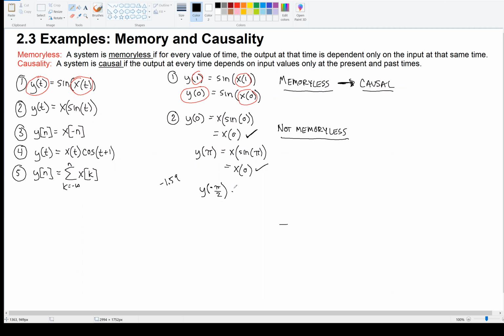And so this would be the x of sine of negative pi over 2. So this is saying y of negative 1.59, something like that, is equal to x of, so what's the sine of negative pi over 2? The sine of negative pi over 2 is negative 1. So now we compare. We want the output at negative 1.59, but we compare negative 1.59 to negative 1. Negative 1 happens later in time. So to get the output at negative 1.59 requires the input at a future time. So by definition, that is not causal. So that's our counterexample.